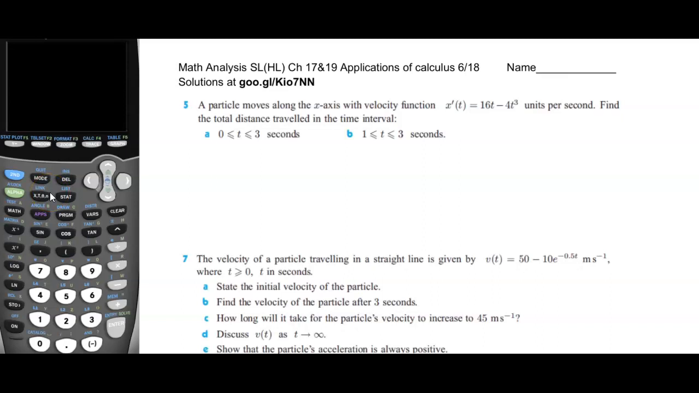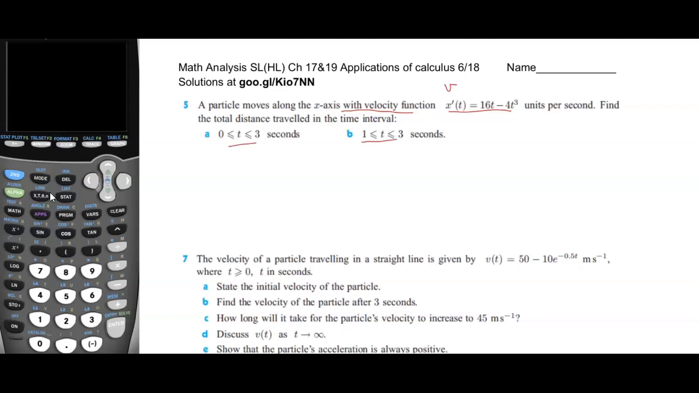Page 6 of Applications of Calculus and Kinematics. Number 5. A particle moves along the x-axis with velocity function... Look, instead of writing v, they wrote x dash, which is the derivative of displacement, which is velocity. Find the total distance traveled in the time interval 0 to 3 and 1 to 3.